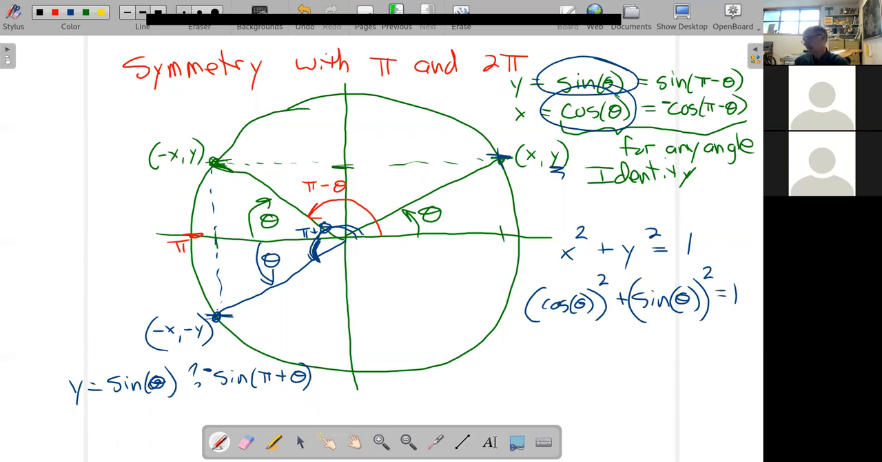Usually people ditch the second set of parentheses and write it as cosine squared of the angle, which is a little bit strange, but it's common. Sine squared of the angle equals one. And then the other important thing is symmetry on the circle.